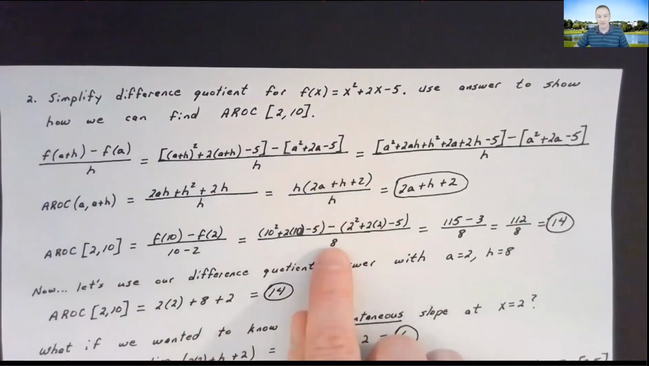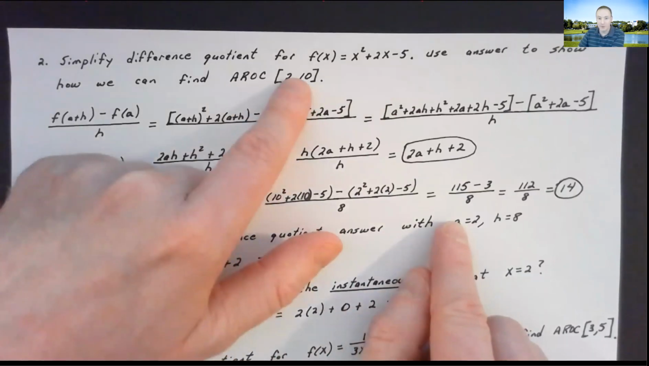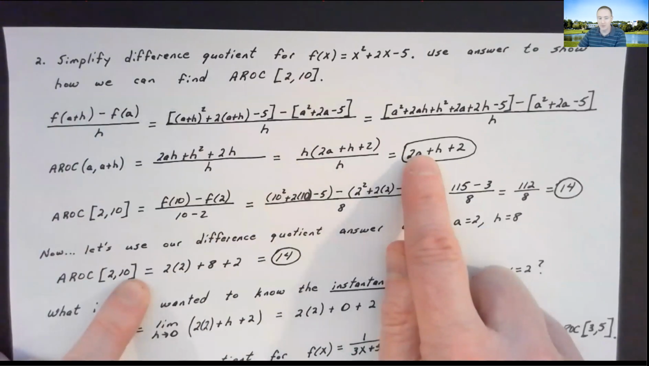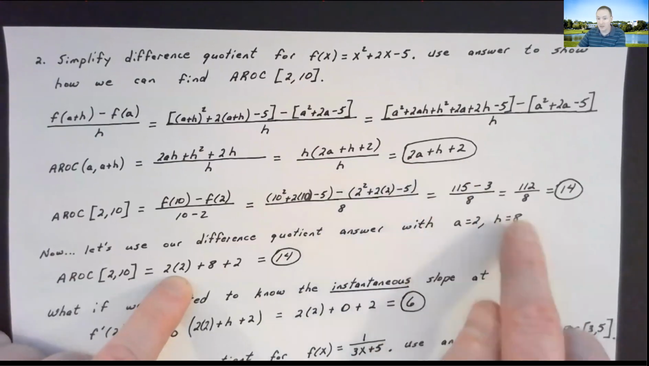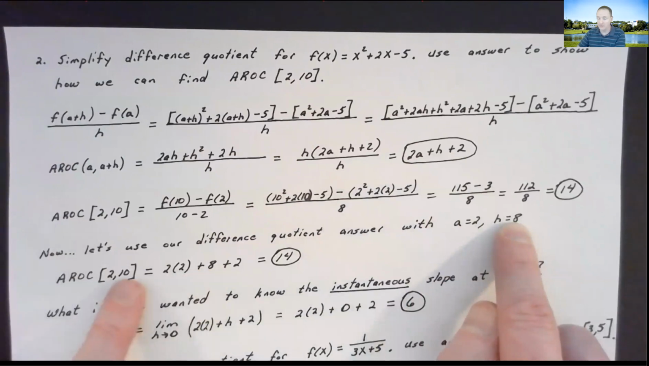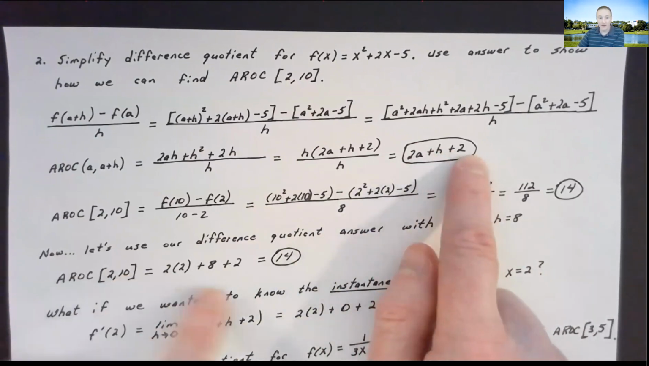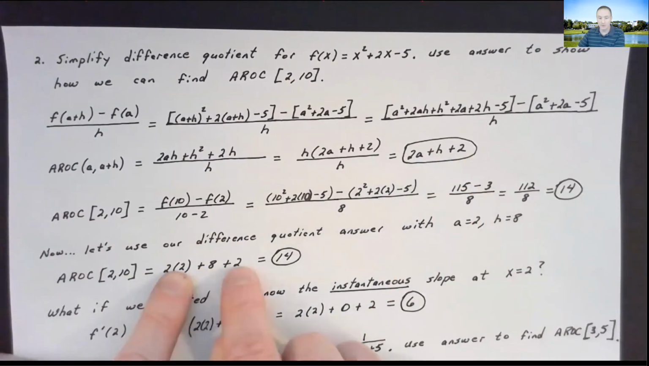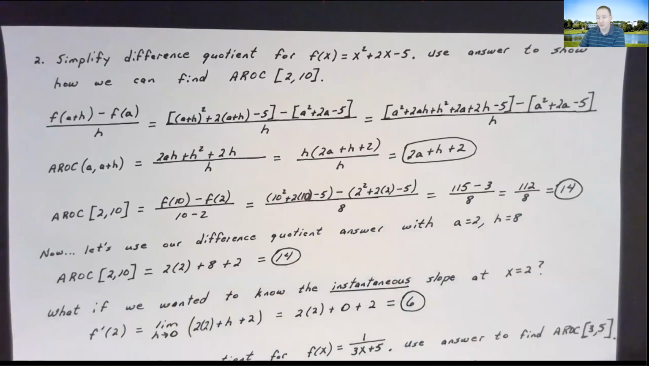That's the same thing I divided by 8 right there. So now I'm asking you to use the difference quotient with A equal to 2 and H equal to 8. Plug that into your formula right here. The average rate of change between 2 and 10 is going to be 2 times A, 2 times 2, plus H, which is 8. A lot of students will make a mistake and say, well, shouldn't I put a 10 for that? No. H is the distance between the two X values, which is 8. And then I'll have my plus 2 at the end. Please notice you'll have 4 plus 8 is 12, plus 2 is 14. We get the same average rate of change answer either way.